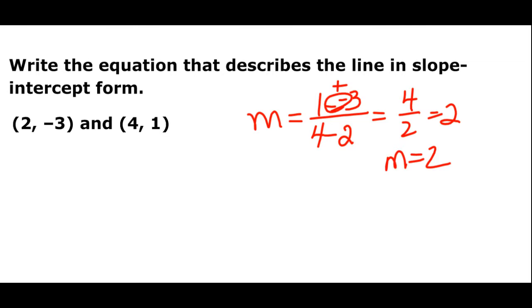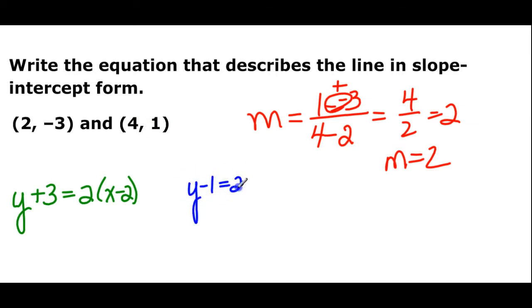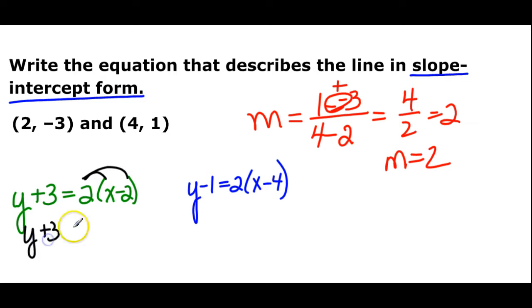Now, I actually have 2 points, so I can use either one of them. I can use this point and write it as y plus 3 is equal to 2 times x minus 2. I could use this point and write it as y minus 1 is equal to 2 times x minus 4. Now, it asked me for slope-intercept form, so I need to change both of these into slope-intercept form. Do the distributive property. It gives me y plus 3 is equal to 2x minus 4. Subtract 3 from both sides.